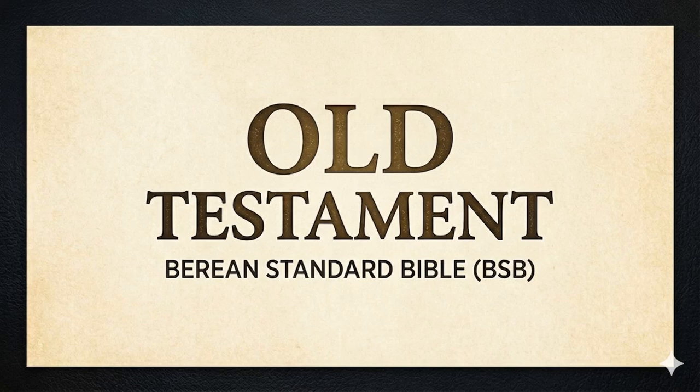1 Kings chapter 6. In the 480th year after the Israelites had come out of the land of Egypt, in the month of Ziv, the second month of the fourth year of Solomon's reign over Israel, he began to build the house of the Lord. The house that King Solomon built for the Lord was 60 cubits long, 20 cubits wide, and 30 cubits high.